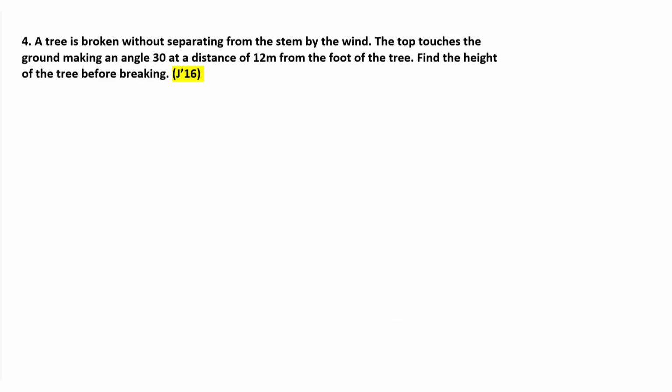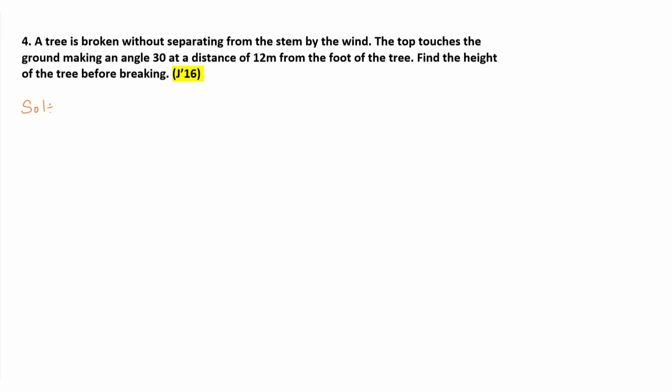Fourth question is, a tree is broken without separating from the stem by the wind. The top touches the ground making an angle of 30 degree at a distance of 12 meters from the foot of the tower. Find the height of the tree before breaking. This question was given in June 2016. So let's solve. Solution.